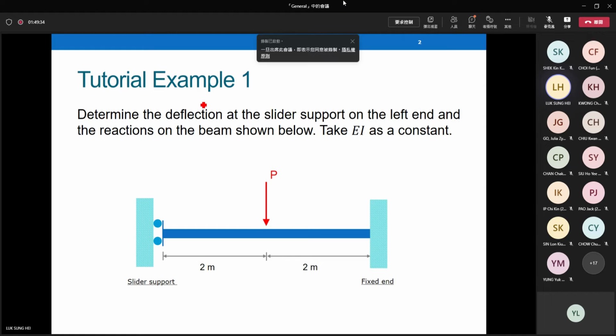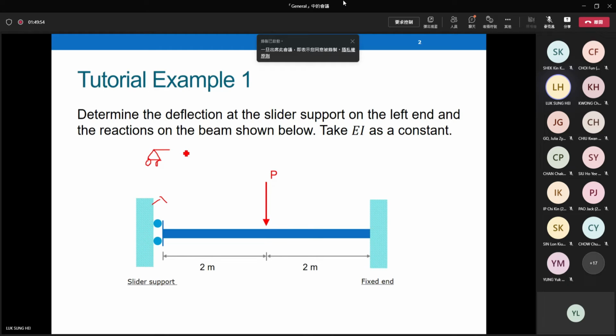But in this example 1, you can see that we have one special support on the left-hand side. We call that slider support. This is not roller support. Not roller. This is slider support. For roller support, we normally put down the symbol in this way.